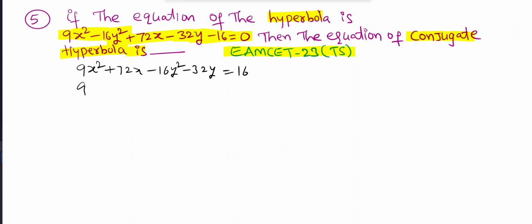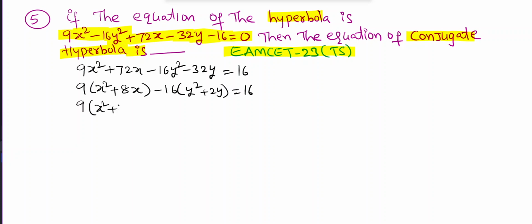Now take 9 common. This is 9 into x square plus 8x, minus 16 take common, y square plus 2y is equal to 16. This is 9 into x square plus 8x, written as 2 into x into 4. This is in the form of a square plus 2ab. Here b value is 4, that is b square is 16. So here we add 9 into 16, minus 16 into y square plus 2 into y into 1. Here b value is 1, b square is 1, equal to 16.